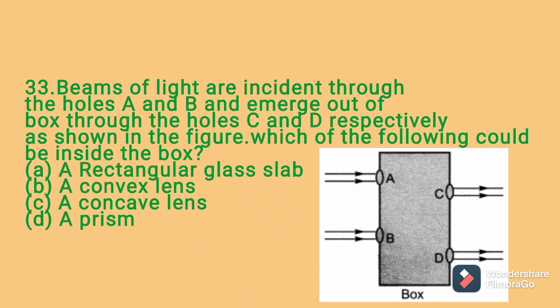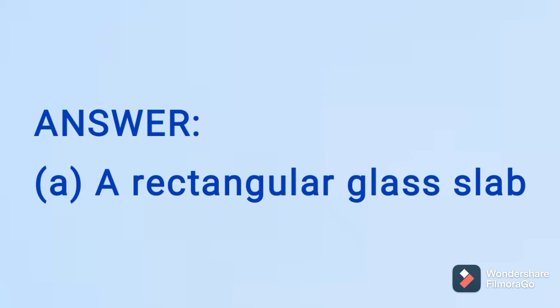Question number 33. Beams of light are incident through the holes A and B and emerge out of the box through the holes C and D respectively, as shown in the figure. Which of the following could be inside the box? Option A, a rectangular glass slab. Option B, a convex lens. Option C, a concave lens. Option D, a prism. And the answer is option A, rectangular glass slab.